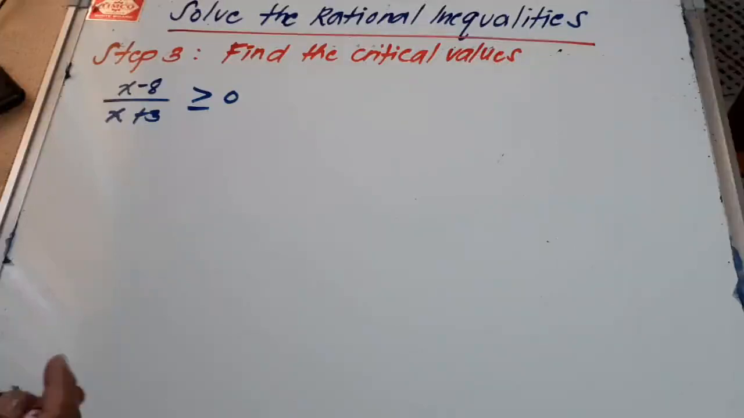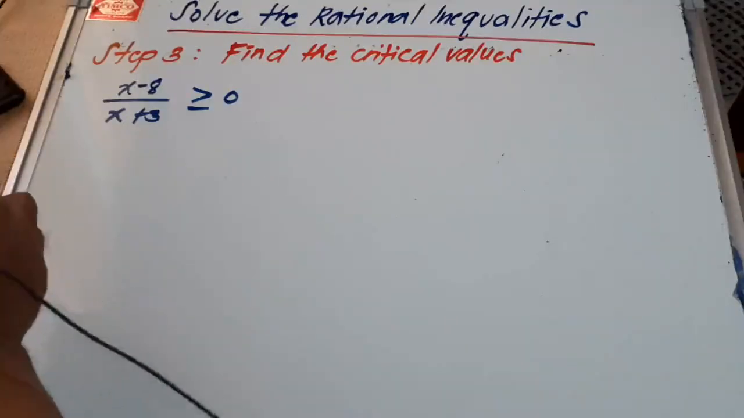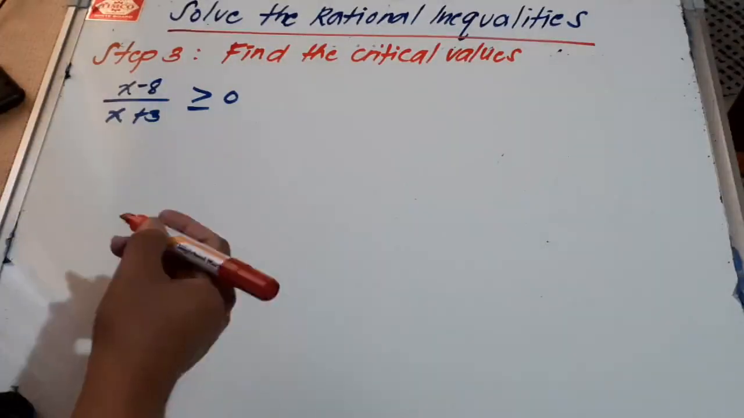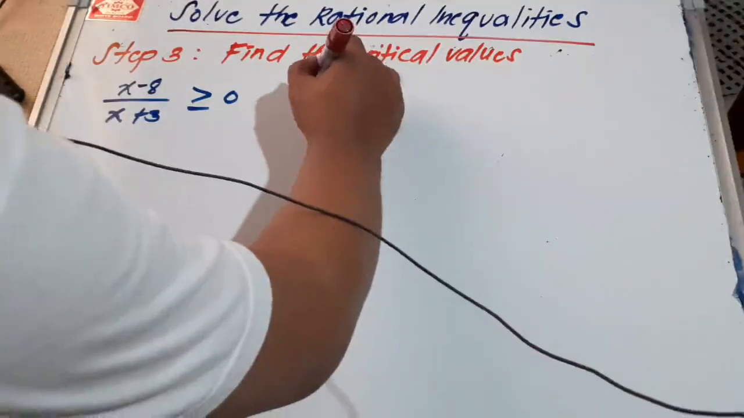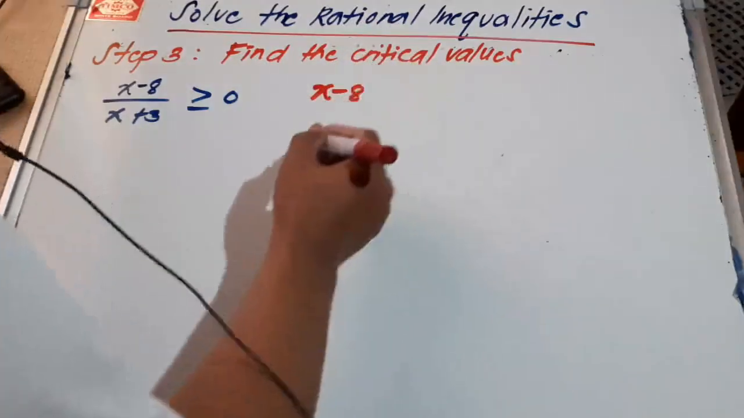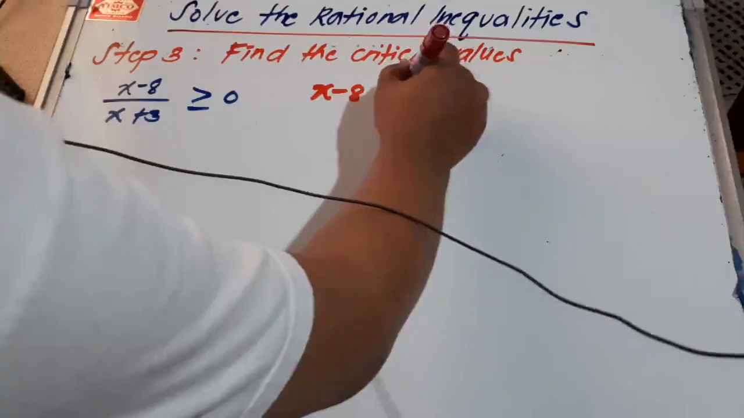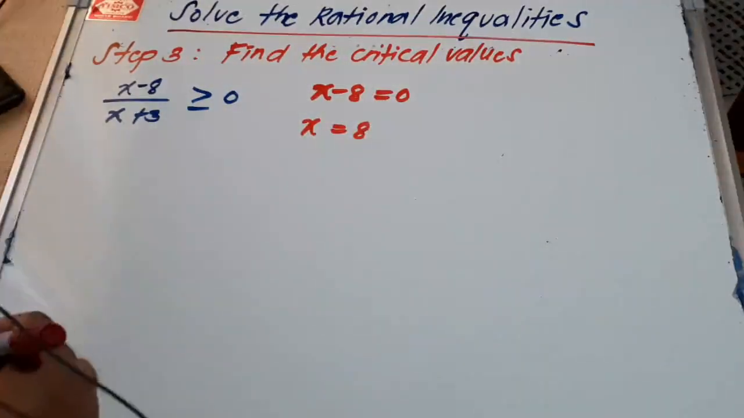Simple lang po, all we have to do is to equate all factors on top and bottom ng ating rational inequality. Okay? Kasi yung mga critical values na yan, siya yung values na kung saan yung expressions natin magiging undefined. So, to solve for the critical values, on top, we have x minus 8, yung factor natin doon, o yung expression natin sa top. We equate that to 0. Therefore, x equals 8. So, this is one of our critical value.